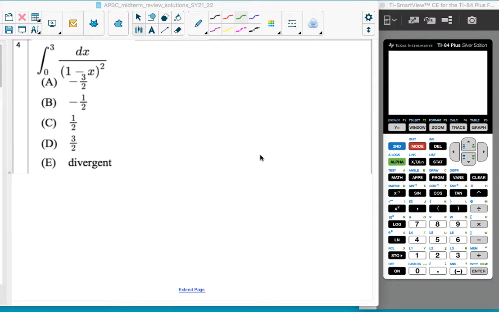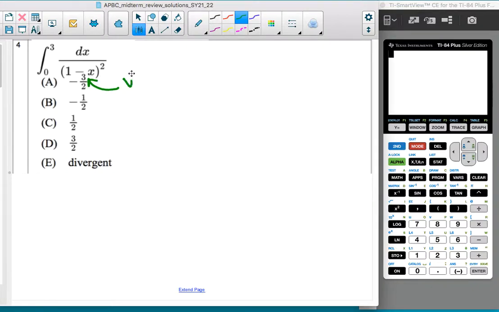All right, this is AP Calculus BC. We're doing midterm review, and this is multiple choice question number 4, which is a non-calculator question. We are asked to integrate from 0 to 3 of dx over 1 minus x squared. So this is an improper integral, because here's the problem.